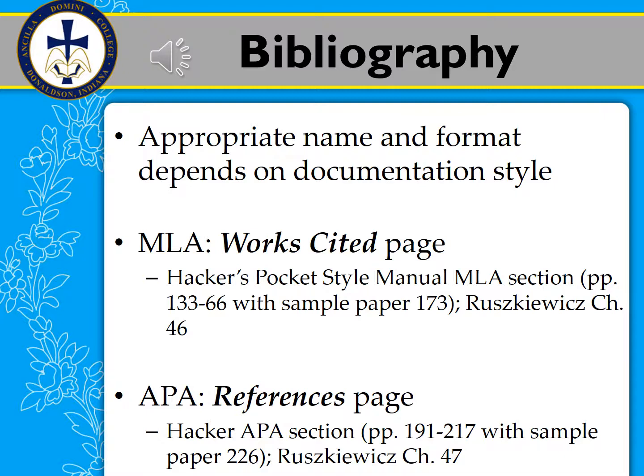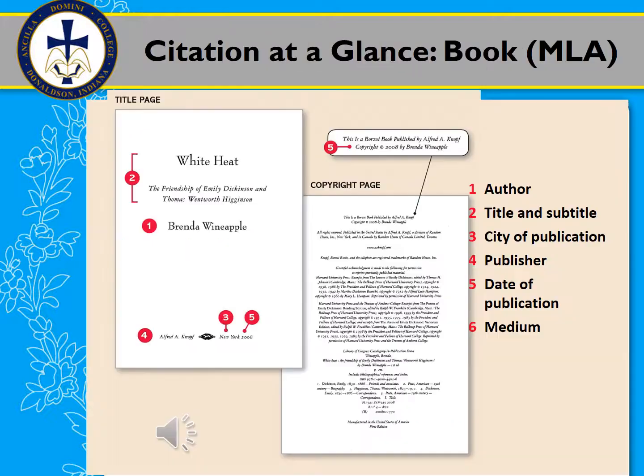Here are some specific page numbers and where to find the specific spots within our textbooks on how to do these things, depending on whether you're using MLA or APA. This example will show you some ways to find the information that you'll actually put into a citation listing in your bibliography. You can see a book example where you can see the title page and then inside the copyright page.